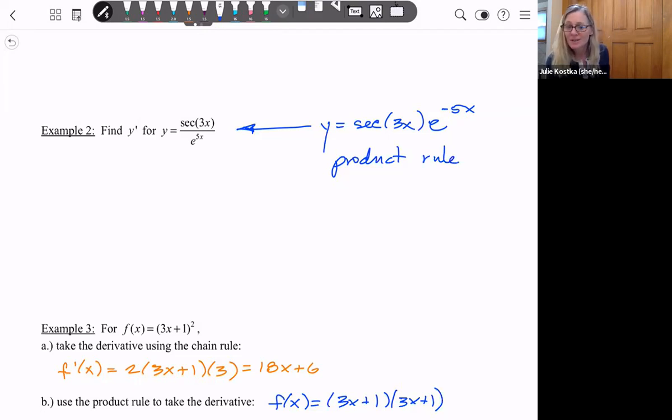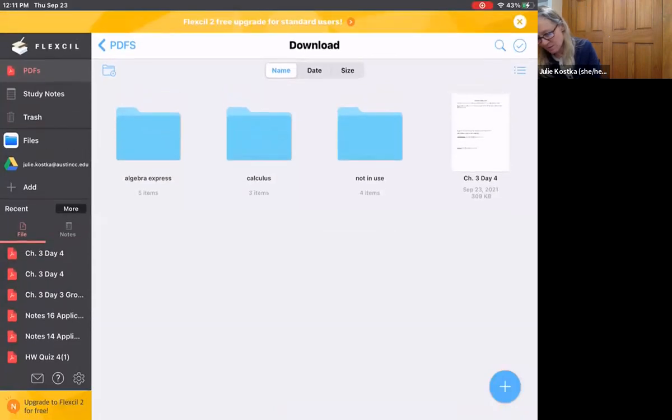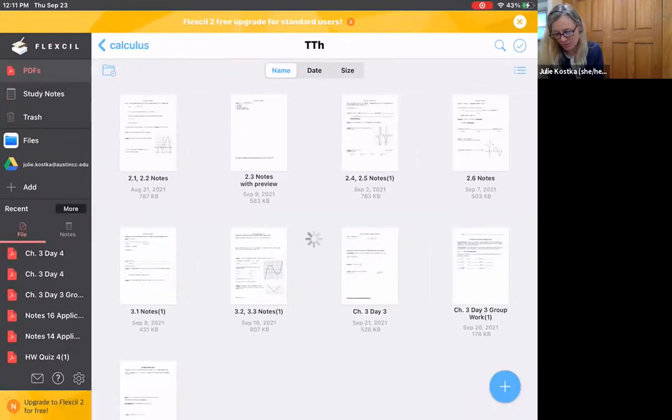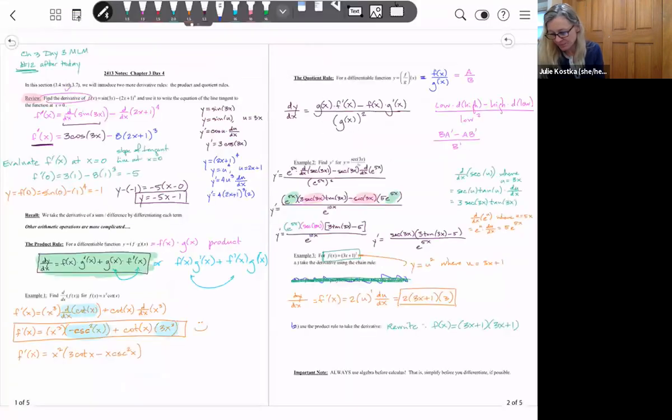If you ever want to check your answers, you go back to that set of notes. Whoops. Where is it? We are here, calculus, Tuesday, Thursday. I believe we're right here.